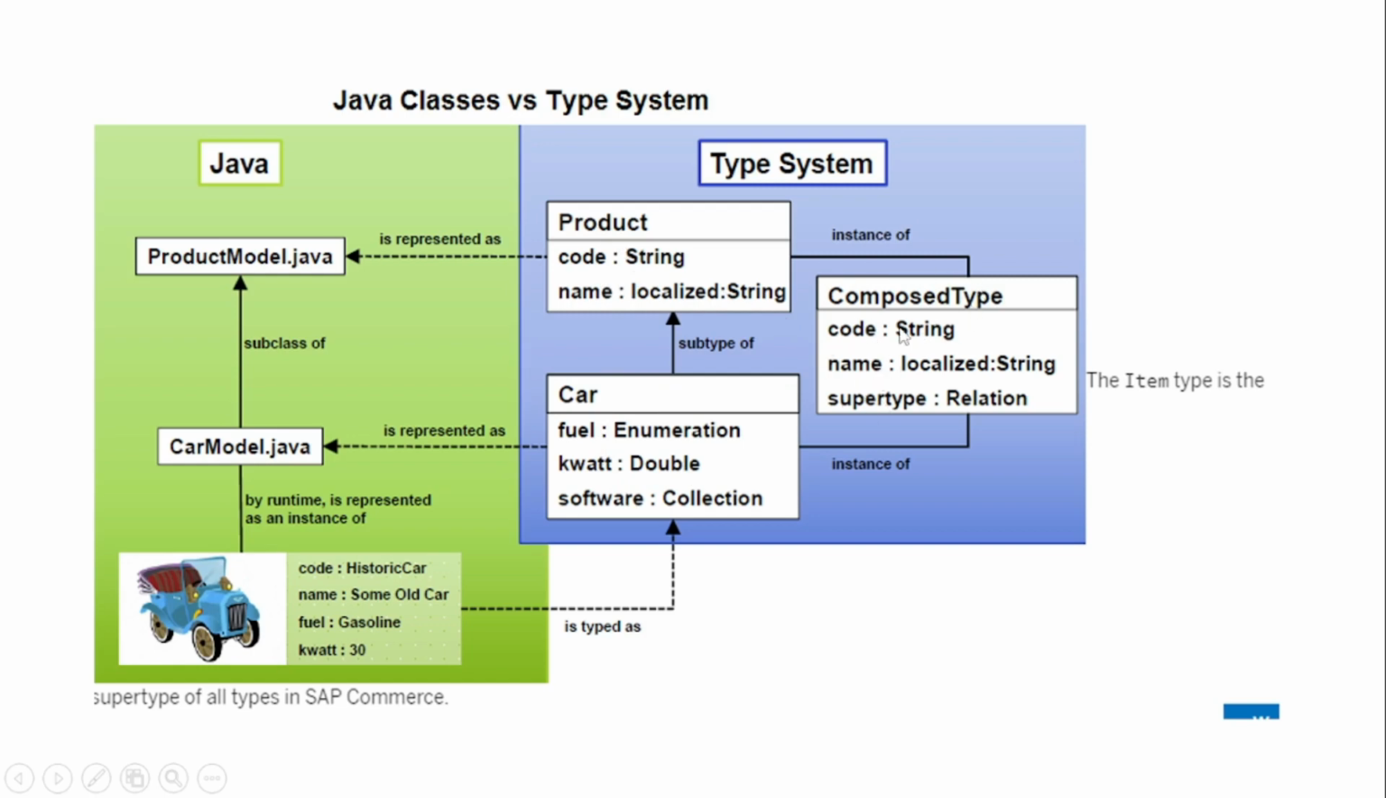By default it will be ComposedType. So it will generate one product model in Java, and it will generate a car model in Java. So product model is the super type of car model. Like this we will define it, we will map the model with Java. We can compare this and have this.